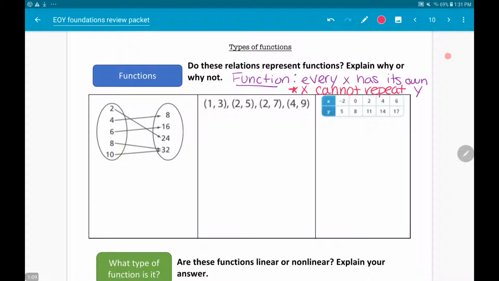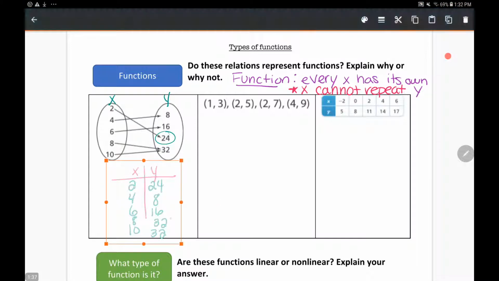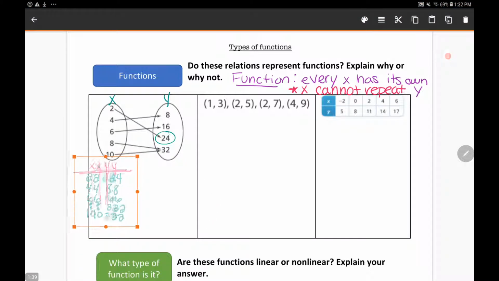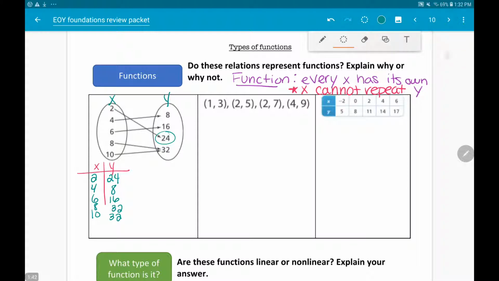Alright, so I like to look at things in a table format before I determine. So how do I do that when it looks like this? These are my x values and those are my y. So in this case, my x is 2. I follow the arrow to see what the y is, so that goes like that in the table. Alright, and I'm just going to go down the arrows and do that. Alright, so now I need to determine, is it a function?